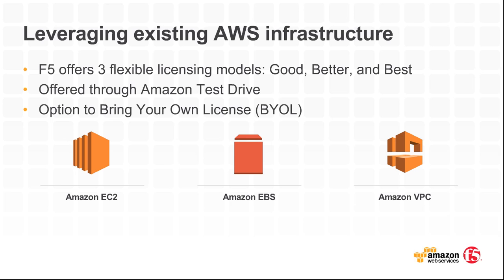Speaking of buying, we offer 3 flexible license models: good, better, best, with more features and more functions available in each. They're available in different throughput levels. They're available as a test drive for testing. They're available in the marketplace with hourly billing, utility billing, and you can bring your own F5 license with you into the cloud.